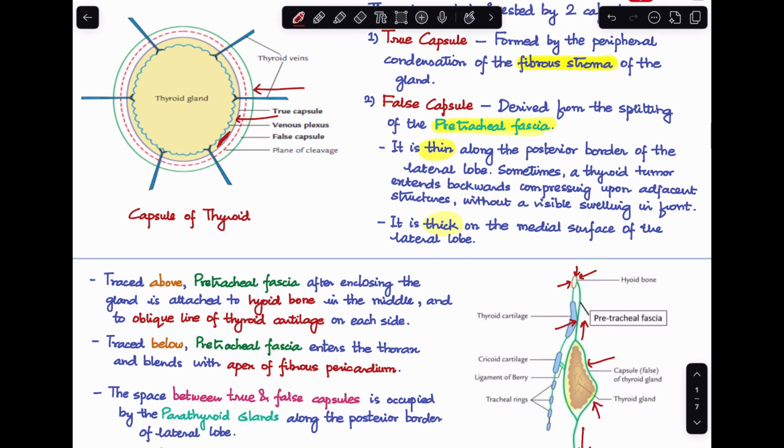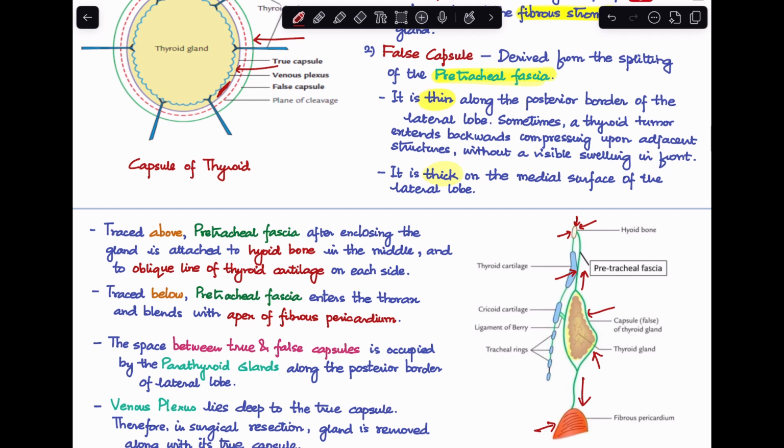Now we also need to know what is present in between these two different fascia. In between the true and the false capsule, we find the presence of parathyroid glands along the posterior border of the lateral lobe.